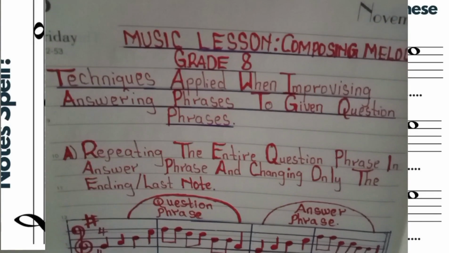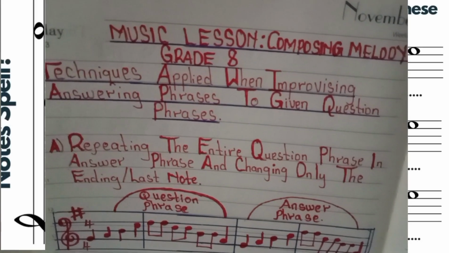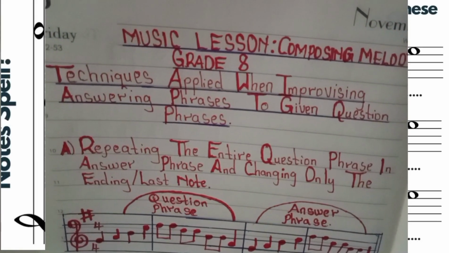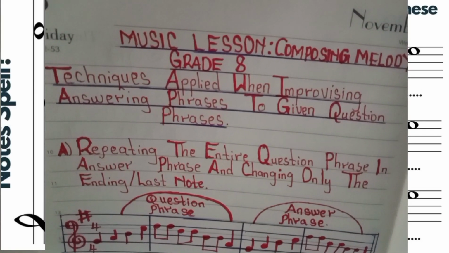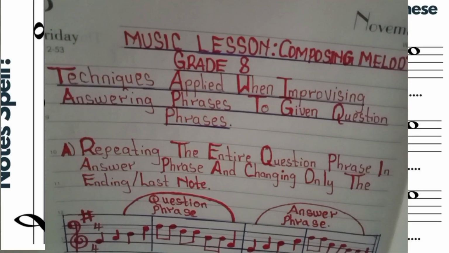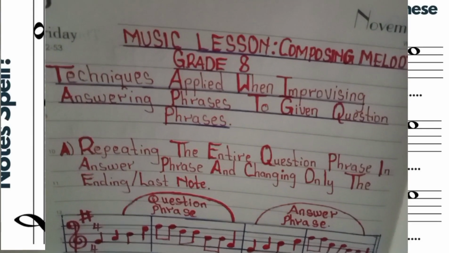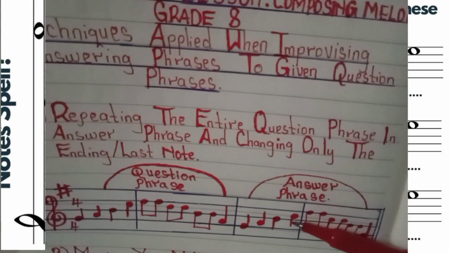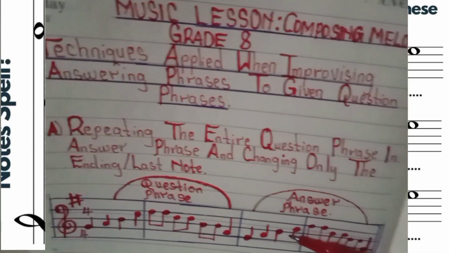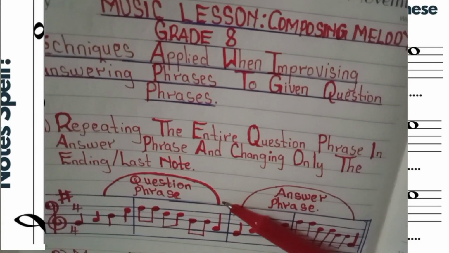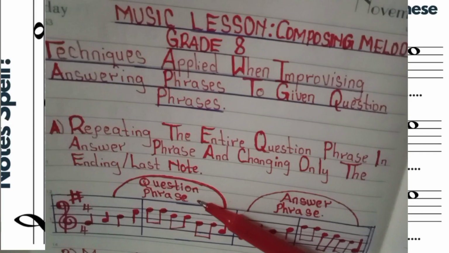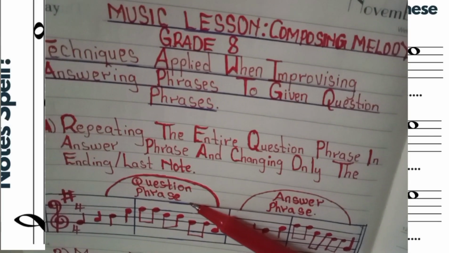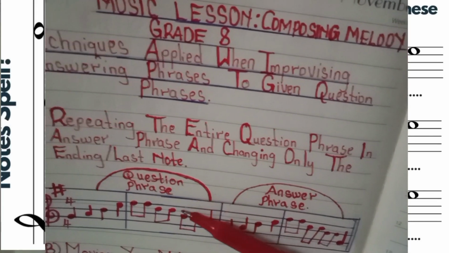The first technique that we are going to discuss is repeating the entire question phrase in the answer phrase and changing only the ending, or the last note. So let's go to our musical staff here. As you can see, I have here the question phrase. The question phrase will be given so that you can provide the answer phrase.